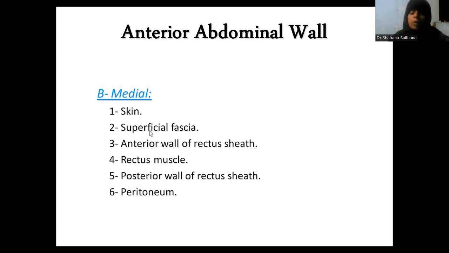Below superficial fascia, I told you we do not have deep fascia in the abdomen because we have visceral organs which need free movements. If deep fascia had been there, the movements would have been restricted. So after that, we have anterior wall of rectus sheath, rectus muscle, posterior wall of rectus sheath, and peritoneum. Everything I have shown you.